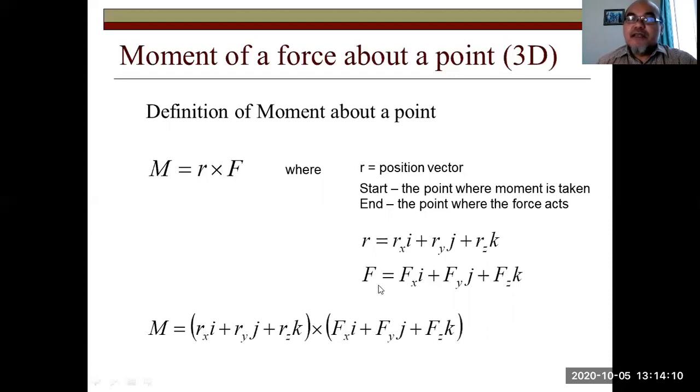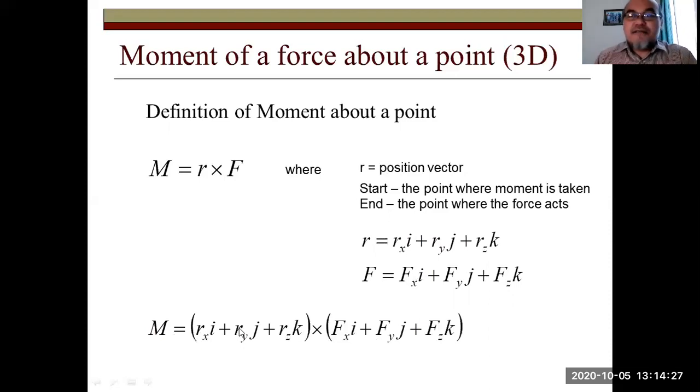The force, similarly, we have to express in terms of Fx i plus Fy j plus Fz k. Okay? Then we take the moment equals r cross F.